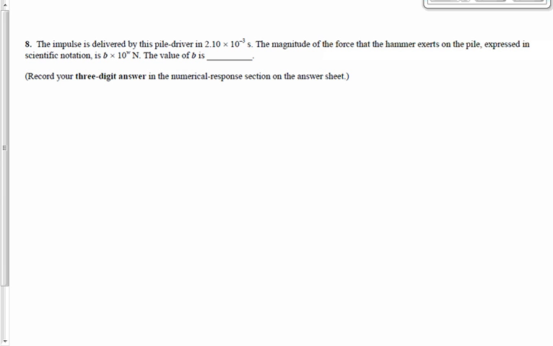I don't want to do this question here. I just want to real quickly address it. How would we look at question number 8? How would we analyze that one? The impulse is delivered by the pile driver in 2.1 times 10 to the negative 3 seconds. What's the force? What have we just solved for? We want to find force. We've got time. All we do is delta P is equal to F times T, right? Is that good?